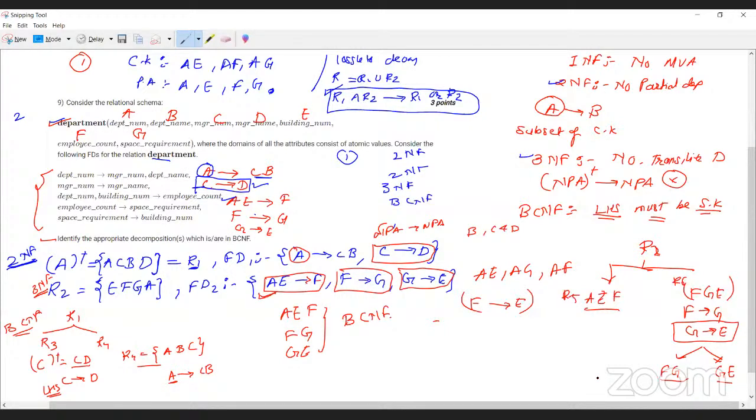If you take these two relations, you are talking about this FG and FGE, right? So basically these two attributes are present in this relation only. Why will I make a separate table for these two attributes?